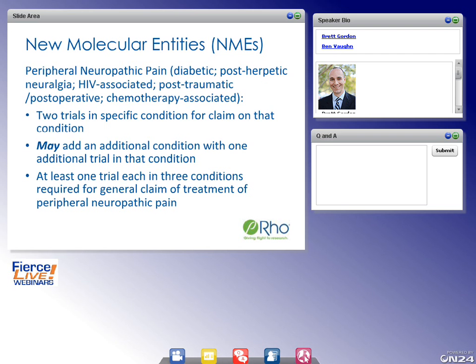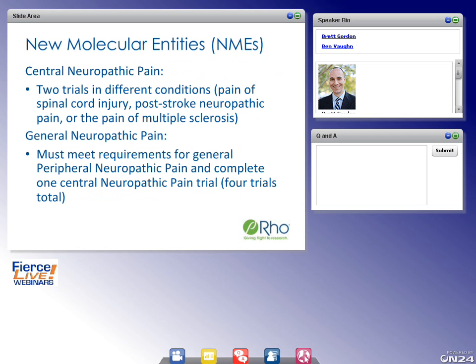So moving on to central neuropathic pain, again, you would have to do 2 trials in different conditions to get a more generalizable label of central neuropathic pain. This could be trials in spinal cord injury, post-stroke neuropathic pain, or pain with multiple sclerosis. And then for an even more general label of treatment of neuropathic pain, you'd have to meet the requirements for both general peripheral neuropathic pain and then do 1 additional trial in a central neuropathic pain condition, which would be for a total of 4 trials.